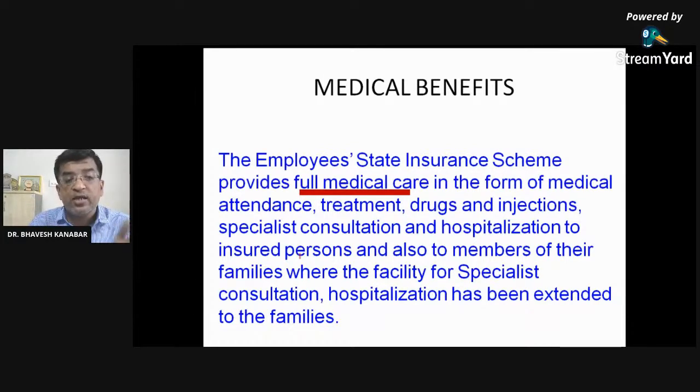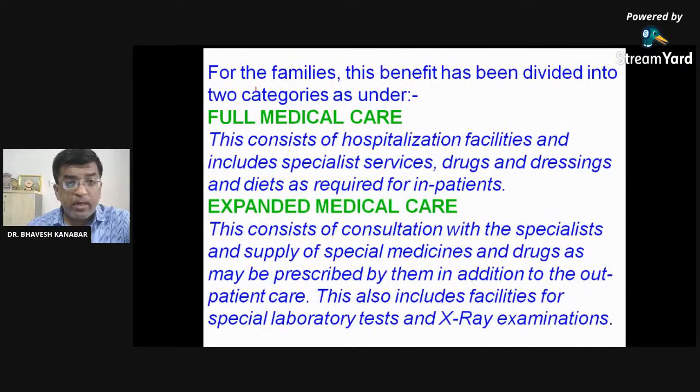In Rajkot, there is an ESI hospital, right? In Bhavnagar also there is an ESI hospital, and Ahmedabad. So in these bigger cities, there are ESI hospitals, right? In smaller towns, there are ESI clinics. For the family, the benefit has been divided into two categories: full medical care and expanded medical care. This consists of the hospitalization facility. We have already told you: specialist services, drugs, dressings, diet as required, right?